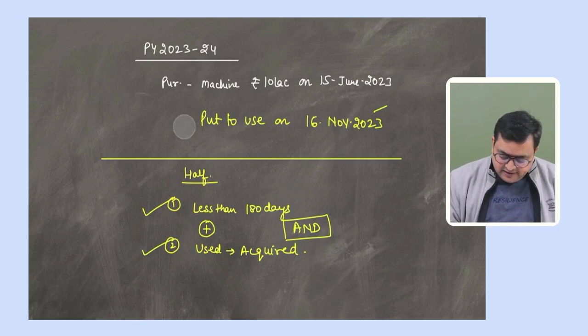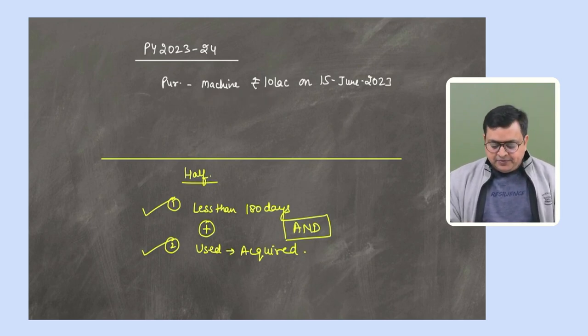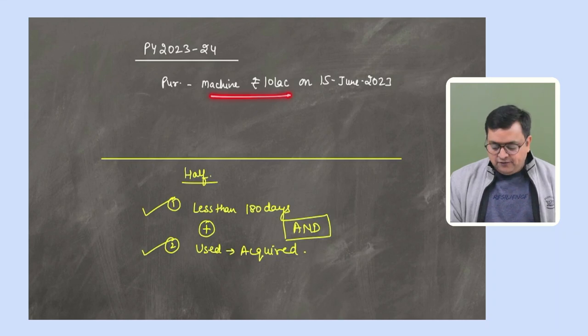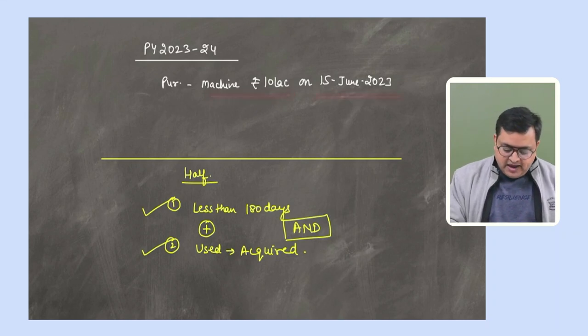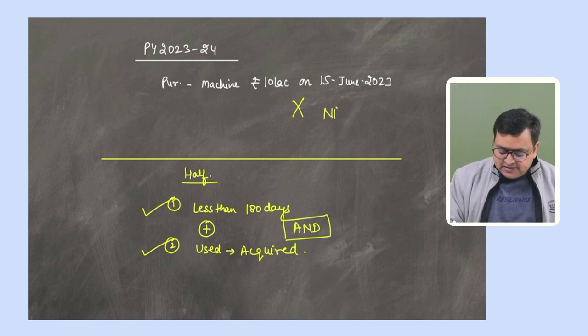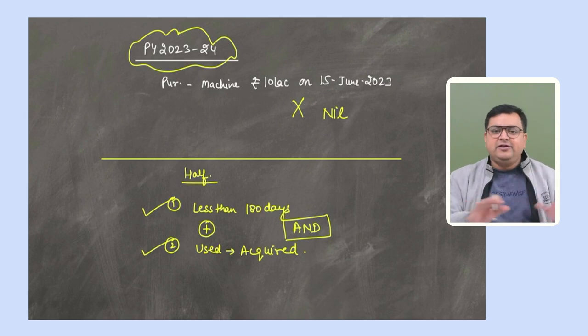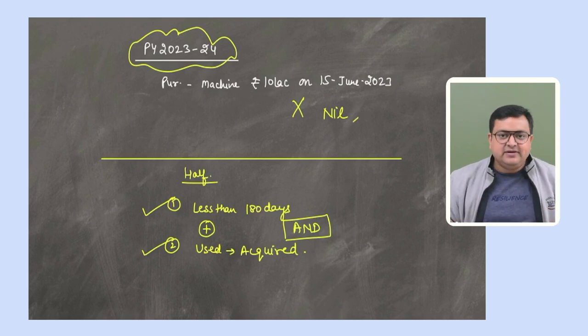So let's say, with the same example I'm referring to, you have purchased a machine of 10 lakh on 15th June 2023 and you have never used it in this year. How much depreciation will be charged in this year? So in the previous year 2023-24, you have never used this asset, nil depreciation.